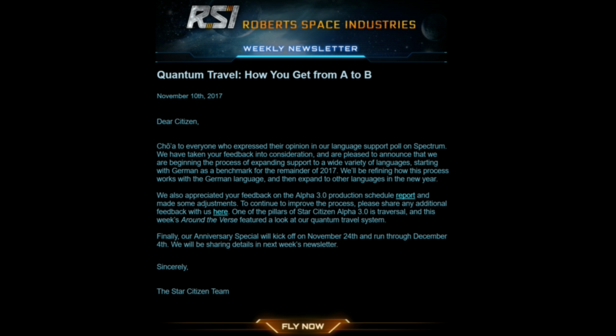First things first, anniversary sales coming on November 24th, running till December the 4th. If you're not sure what the anniversary sale is, basically it's where they sell ships that they don't normally sell, so your capital ships and other bigger ships. Generally, I haven't seen any discounts though, so it's not that sort of sale.